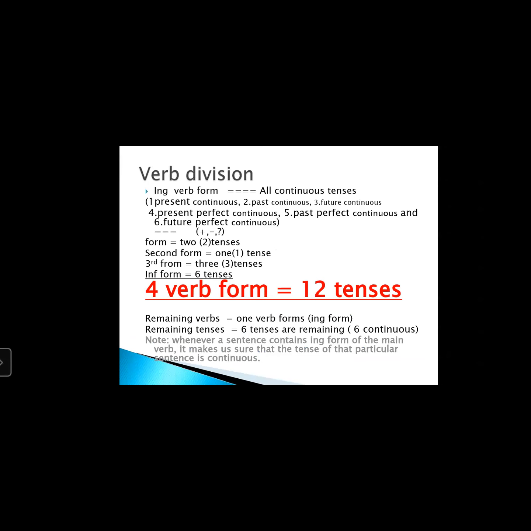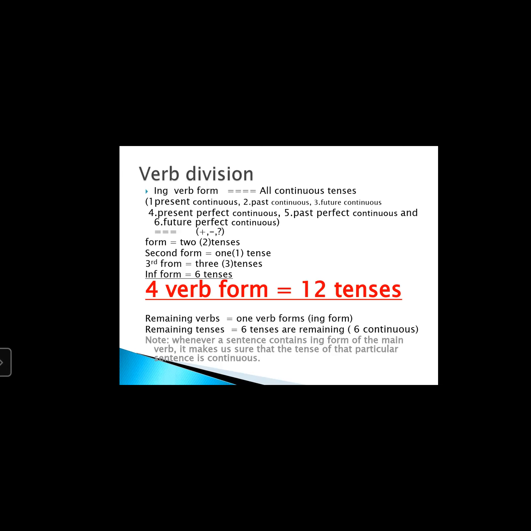Continuous. 3 tenses are covered with verb 3. Which 3 tenses are covered by verb 3? Perfect tenses. 2 tenses are covered by using verb 1. Which 2 tenses? Indefinite tenses. And only 1 tense takes verb 2, and that is past indefinite.